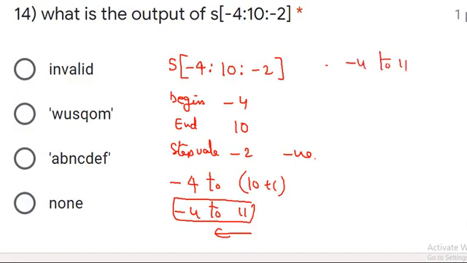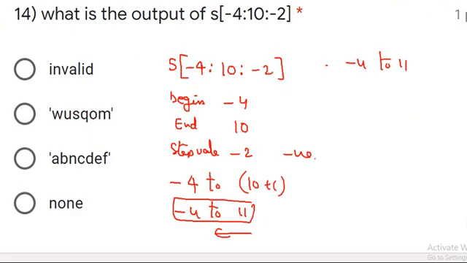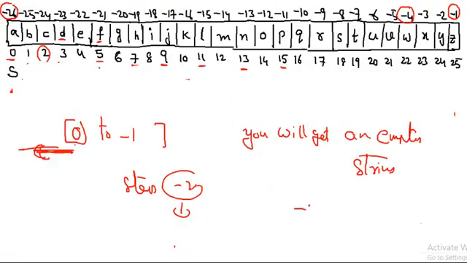So how will you travel? What is your value? Minus 4 to 11. You have to travel from minus 4 to 11 with step value 2 in the negative direction. The step value is 2, that means every alternate value. So here is your minus 4, here is your 11. From minus 4 to 11, every alternate value.